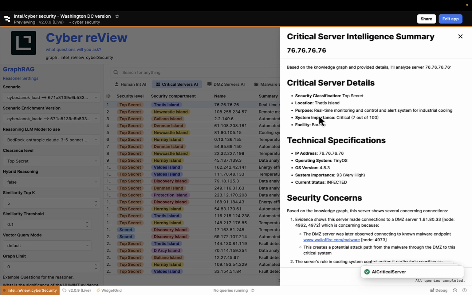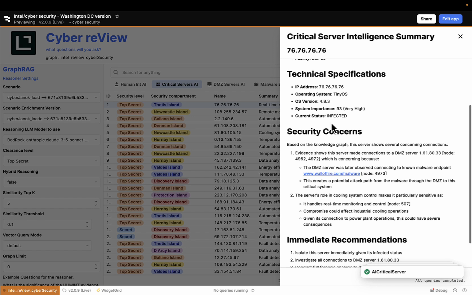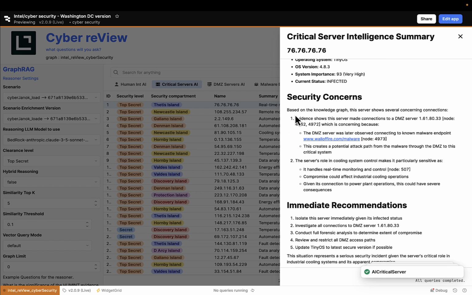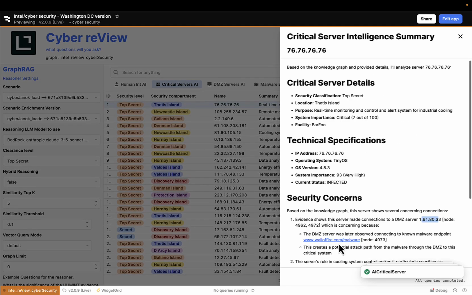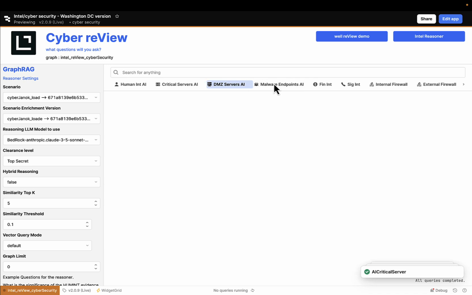So here's the server, and it's connecting a lot of stuff together here. It recognizes there's some basic information about the server, some technical specs, but here's where it really gets interesting. We can look in and see that because it looked at the graph, it knew that the server we're looking at was connected to this DMZ server, which is connecting to a malware endpoint. And there's a chance that this could be the server that's been affected. So the AI is saying to isolate the server, and gives you some recommendations on what to do with it. This is true for the DMZ server. This one here is a good one to look at. Same with the malware endpoints.